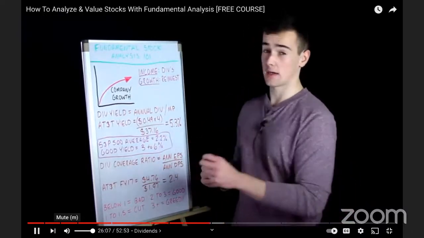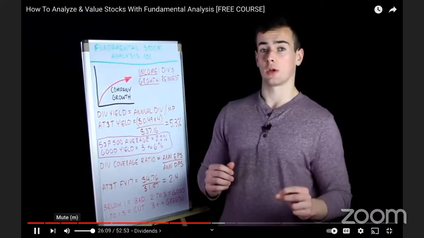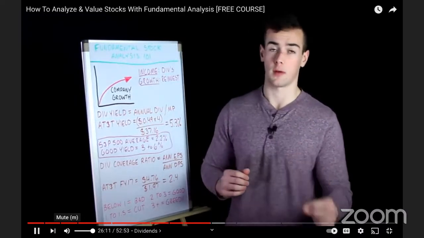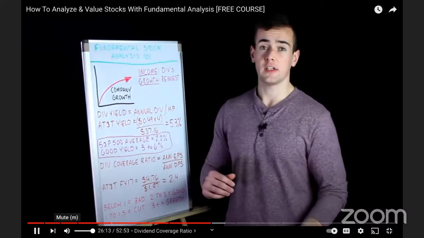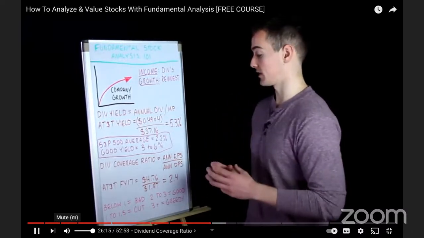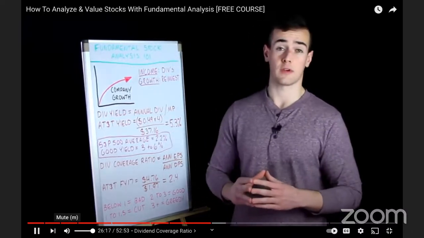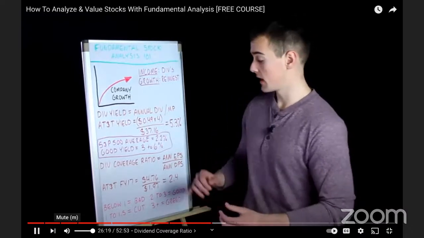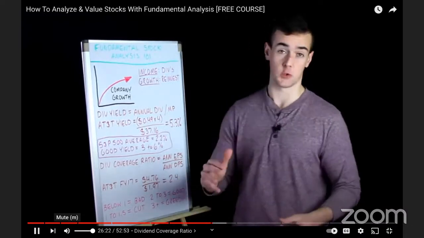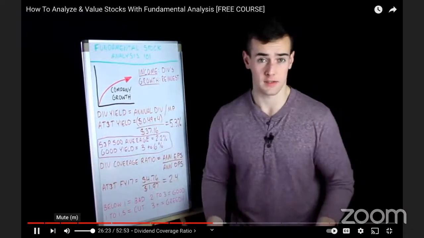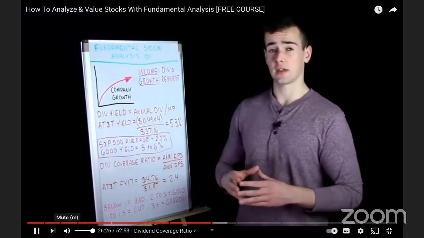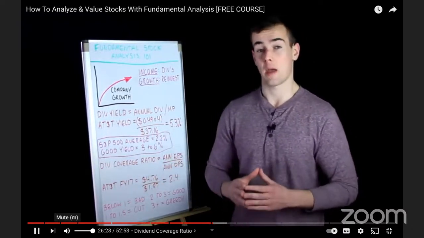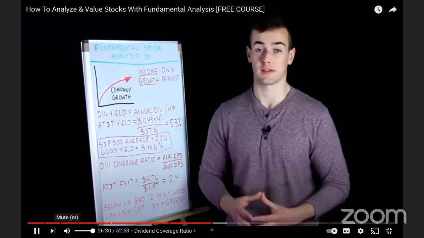So basically, let's go ahead and calculate this for AT&T, looking at the fiscal 2017 year numbers. So for fiscal year 2017, AT&T had earnings of $4.76, and they paid out $1.97 of dividends, giving them a dividend coverage ratio of 2.4. So what exactly does that mean? Here's what it means. If the dividend coverage ratio is below 1, that means they are paying out more in dividends than they are earning.